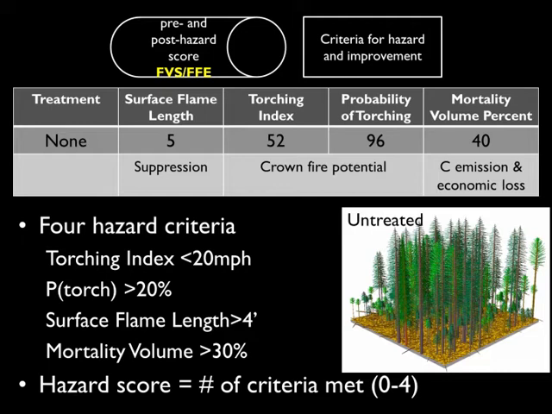So surface flame height exceeds 4 feet, gets a score of 1. Torching index is 52. Well, that's greater than 20, so we don't get any hazard points for that. The probability of torching is well over 20%, so we get a hazard point there. And the mortality volume is over 30%. So this would have a hazard score of 3.